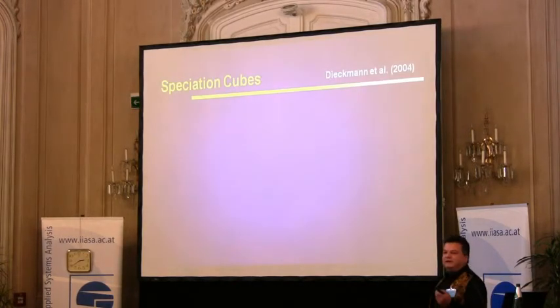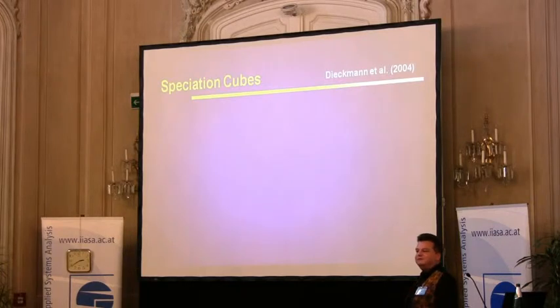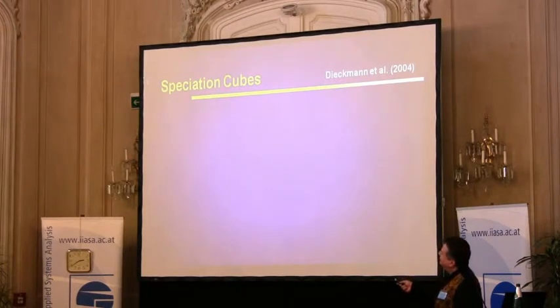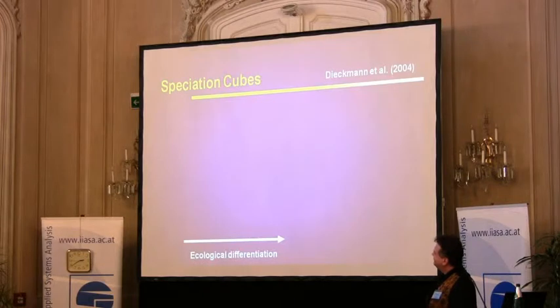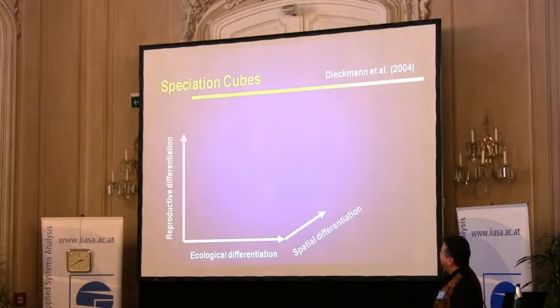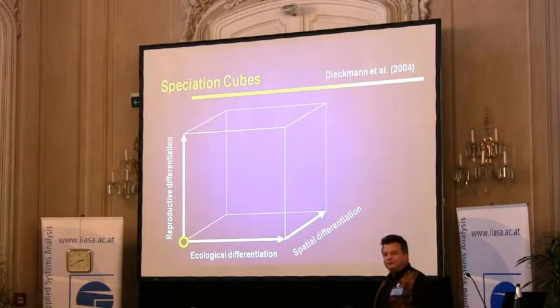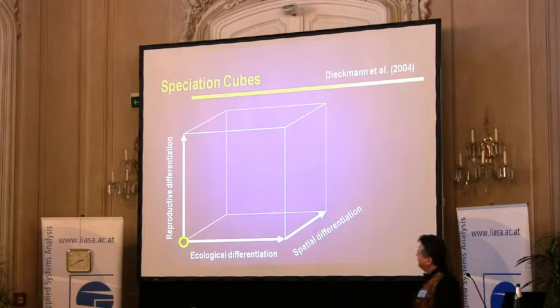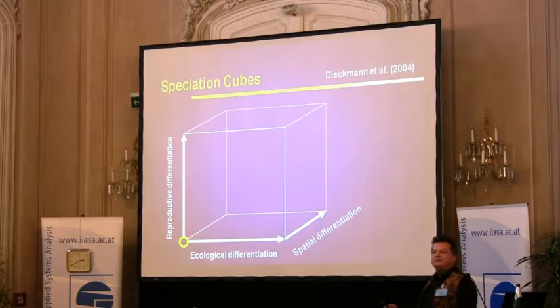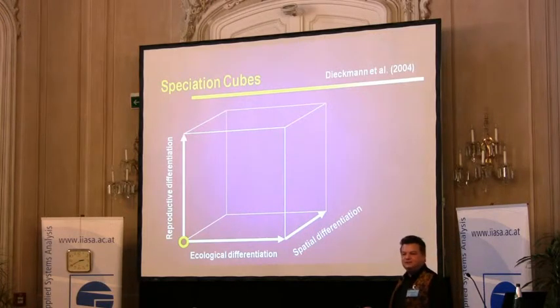And one way to integrate that into one comprehensive visual representation is what I call speciation cubes. So here we have the three dimensions of differentiation: ecological, spatial, and reproductive. And then we put all those on the edges of a cube. So now we have a three-dimensional space, and the origin corresponds to no differentiation. So that's the ancestral state before speciation gets going. And then in this cube we can now delineate trajectories, speciation trajectories, if you will.